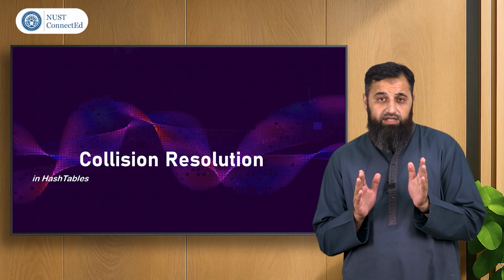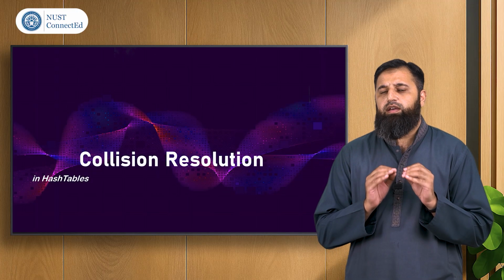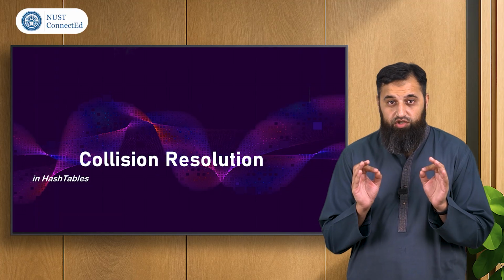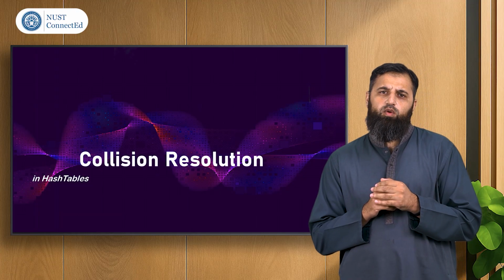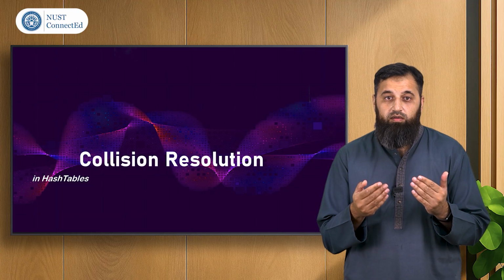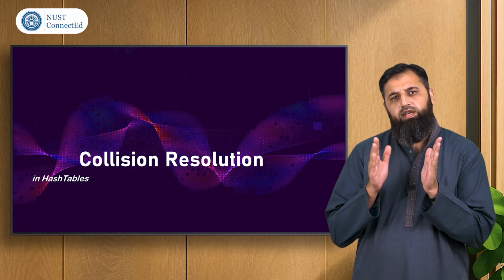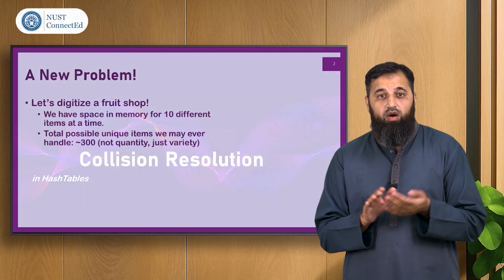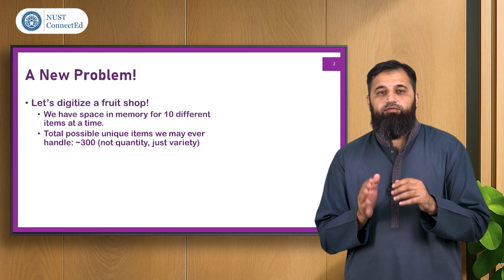In our last lecture, we explored the basics of hash tables, how they store data, how hash functions map keys to indices, and how lookups can be incredibly fast. But we also hinted at a challenge, collisions. Today, we'll take a closer look at what collisions are, why they happen, and how we can deal with them using different resolution strategies.